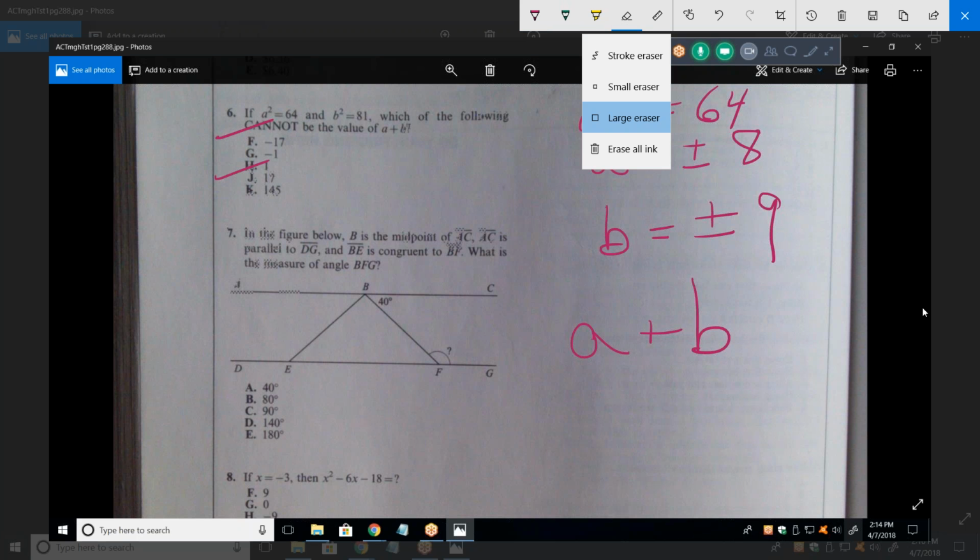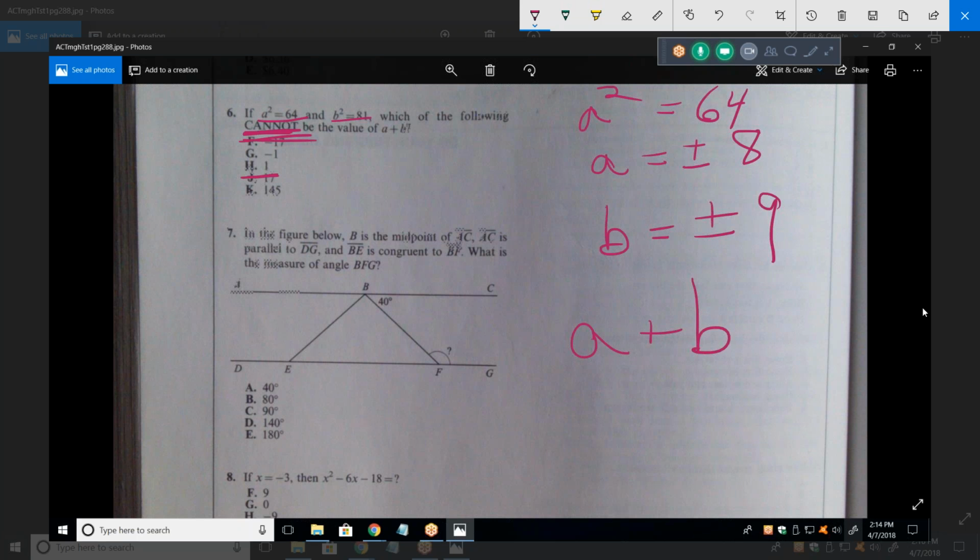Here's what I want you to do. When you see an ACT question, I want you to go through and mark it up as to what the key things are. First of all, that's a key thing. That's a key thing. And that's the most important thing right there. Which can it not be? Well, you've already shown that it can be plus 17, it can be minus 17, so those can't be the answers.